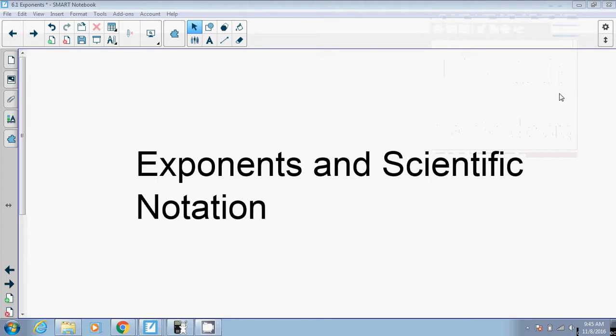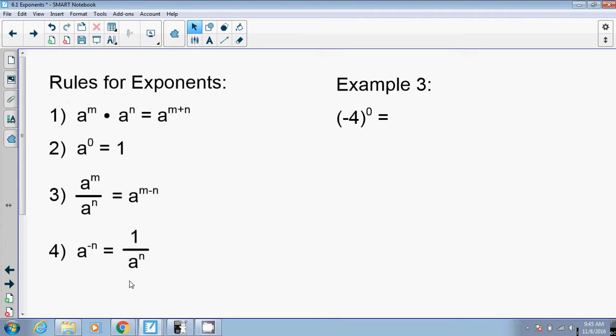This video is part 2 of exponents and scientific notation. We had already discussed in the last video the 4 rules of exponents that are discussed in this lesson. We're going to continue looking at these rules of exponents.